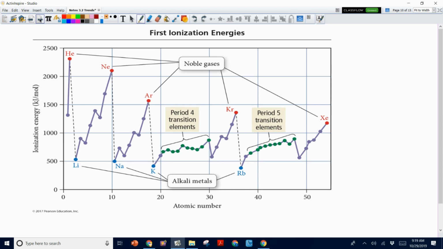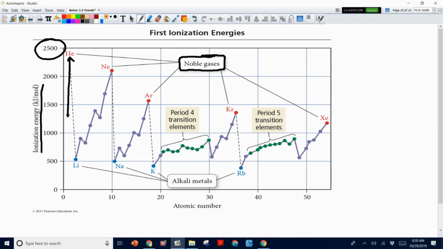Okay, and one graph that you're going to see over and over is this one. And this just shows the graph for ionization energy. So on the y-axis here is the energy required to remove an electron. So you can see as the atom gets closer and closer to being a noble gas, it requires more and more energy. So helium, since it's the smallest atom on the periodic table, requires the most energy. Look, it's way up here, requires the most energy to remove an electron.